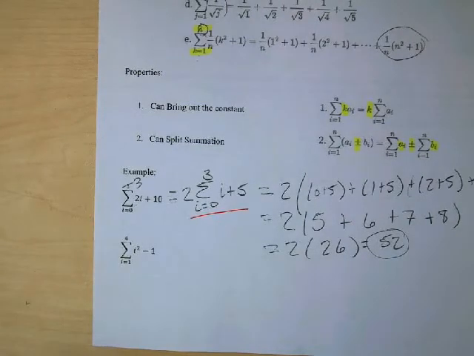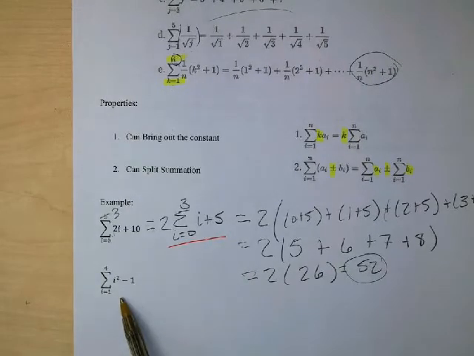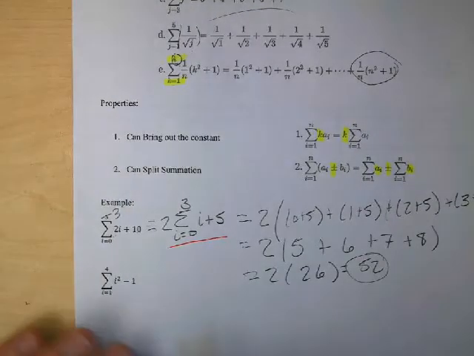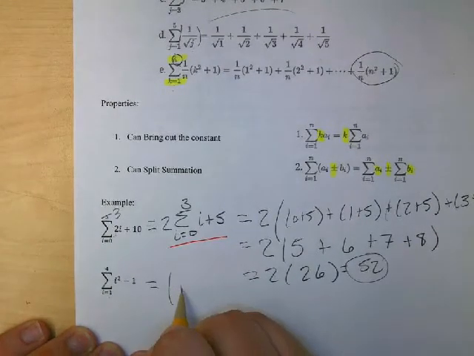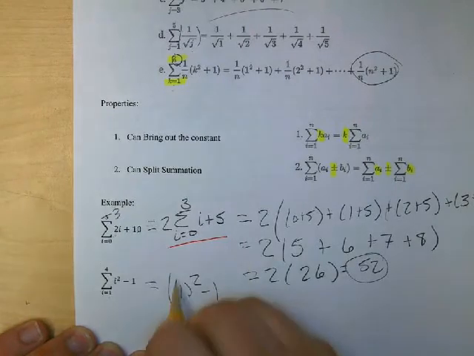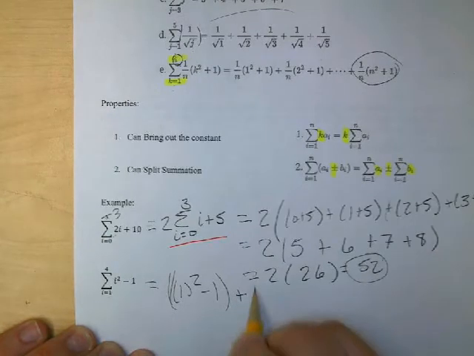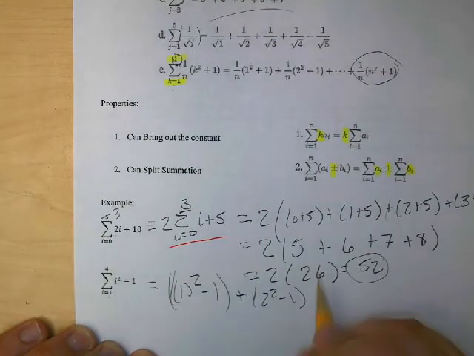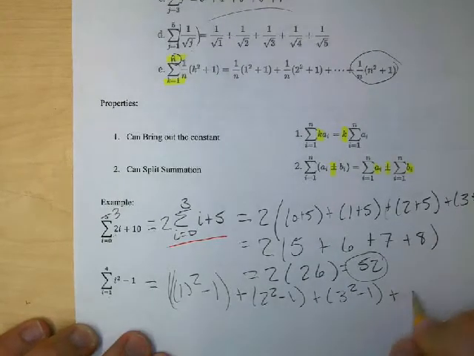Now, technically, we could rip it apart if we wanted to, but this one is simple enough. Do you guys want to? No, I don't. I don't feel the need to. There's nothing I can simplify out, so I'm just going to go for it. Okay? So I start at 1. So that's just 1 squared minus 1 plus 2 squared minus 1 plus 3 squared minus 1 plus 4 squared minus 1.